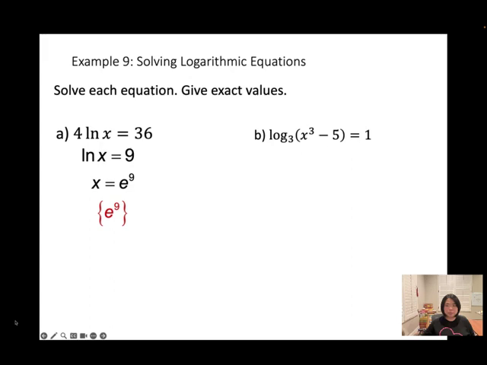Okay, same idea for this one. We're going to transform it from the log function to the exponential function. So we have 3 to the power of 1 equal to this expression here. Add 5 to both sides. Take the cube root. You're going to get x equal to 2.